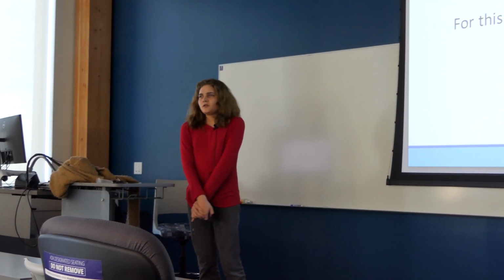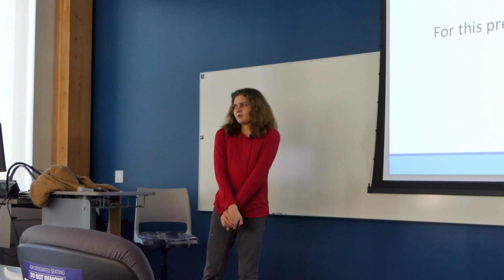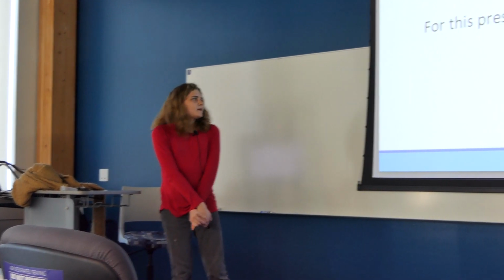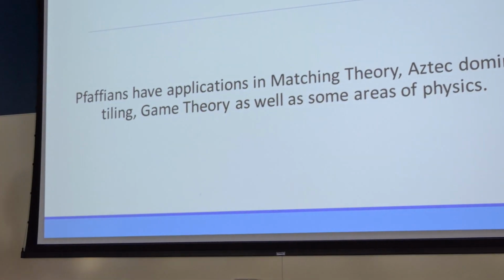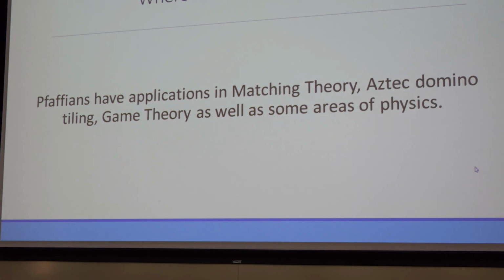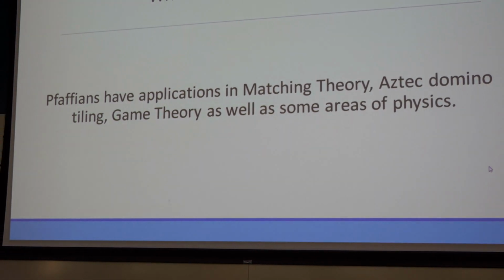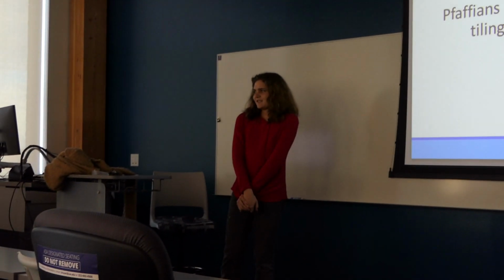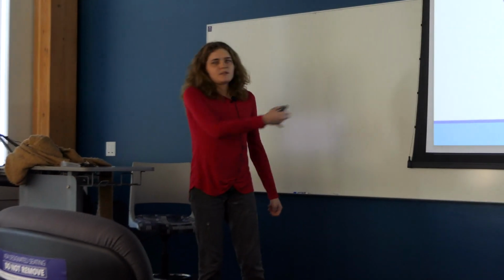All right, so now that we know what a Pfaffian is, where we can define it, and how to calculate it, what do people use Pfaffians for? Since it has to do with matchings, you can imagine that it might have something to do with matching theory. It has applications in matching theory, Aztec domino tiling, game theory, which is the application that the paper this capstone is based on was focused on, and also some areas of physics as well. So that's cool. We know where they can be used, but they're still a little bit strange to a lot of people.